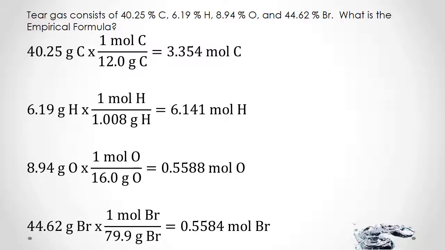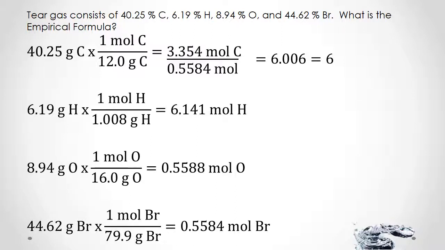Finally, the 44.62 grams of bromine divided by 79.9 grams per mole of bromine is going to give me 0.5584 moles of bromine. Which here is the smallest? Well, that's going to be the 0.5584 moles of bromine. So I'm going to go through and divide all of these moles, from top to bottom, by the 0.5584. Let's start with carbon. When I take the 3.354 moles of carbon divided by 0.5584 moles, I get 6.006.